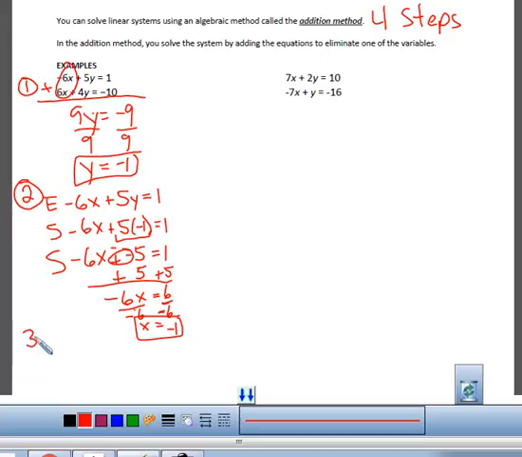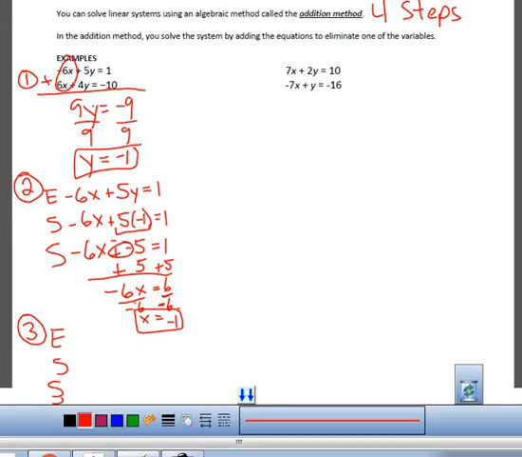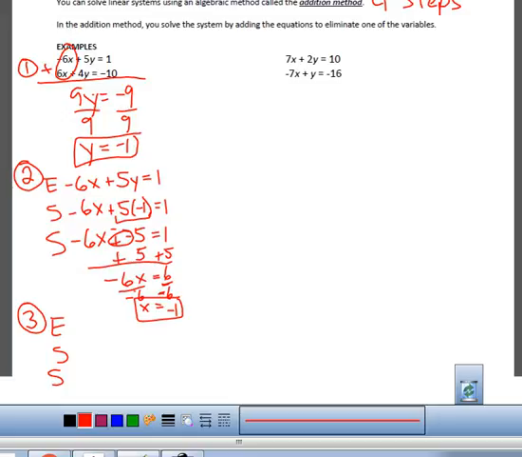Alright, so now I have an answer for both variables. So step 3, I'm going to do the check. Now when I do the check, I'm going to do this with the other equation, the one I have not used yet. So I didn't use the second equation. That's 6x plus 4y equals negative 10.